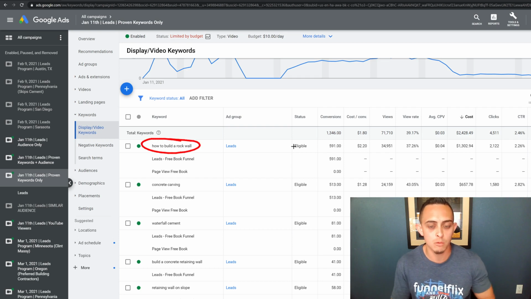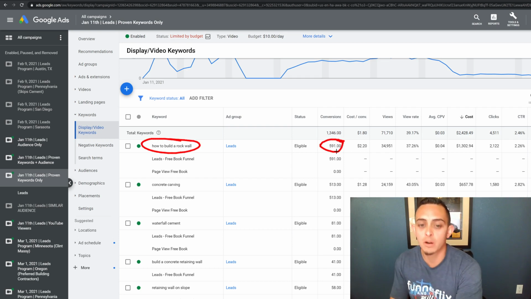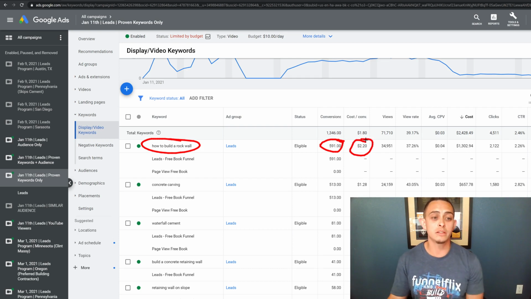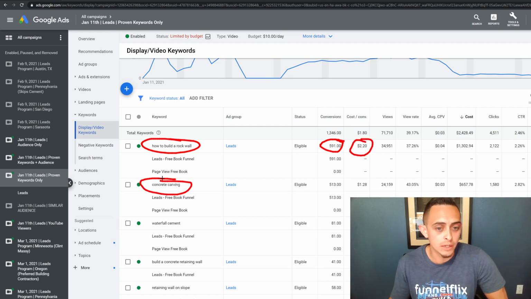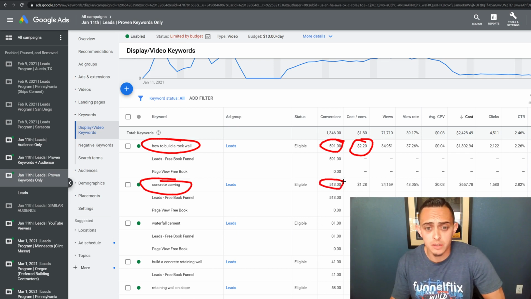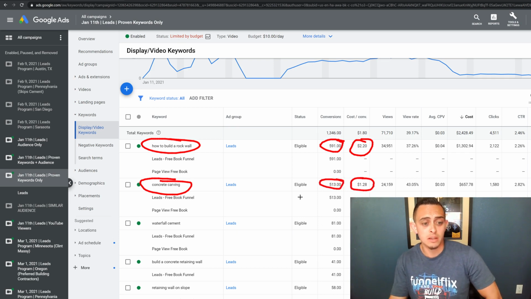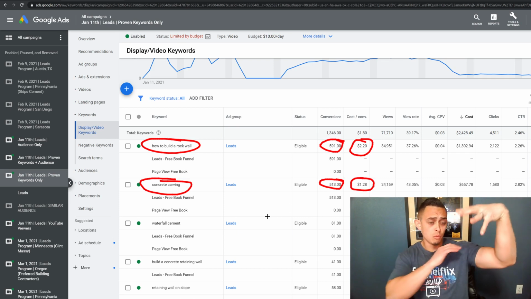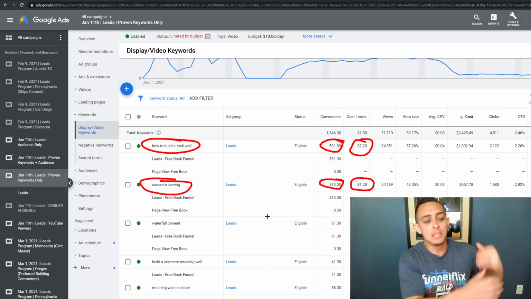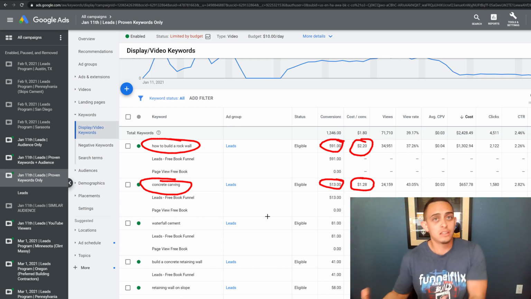How to build a rock wall. That one keyword has gotten us over 591 leads and at $2.20, right? Another one here, concrete carving, okay? Over 513 leads at $1.28, okay? So you can see that we're targeting these types of people that are already interested in that subject, okay?